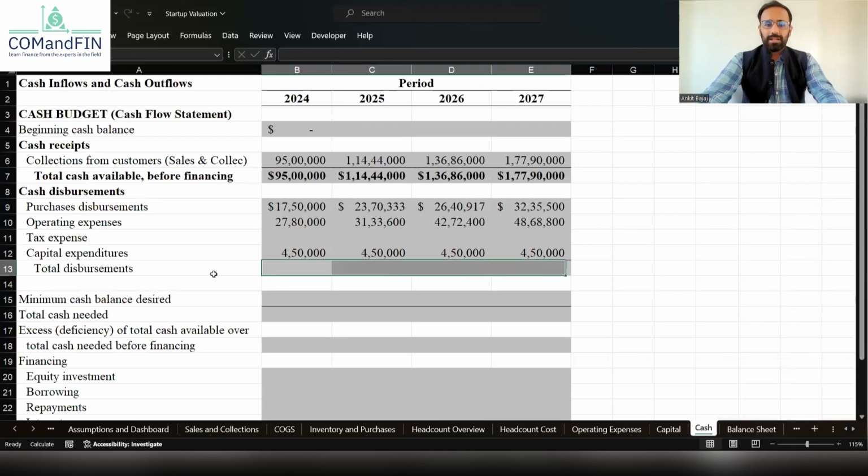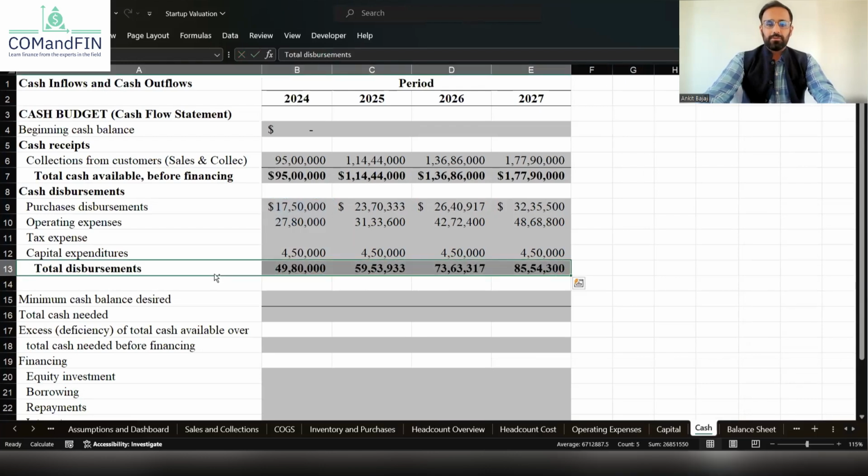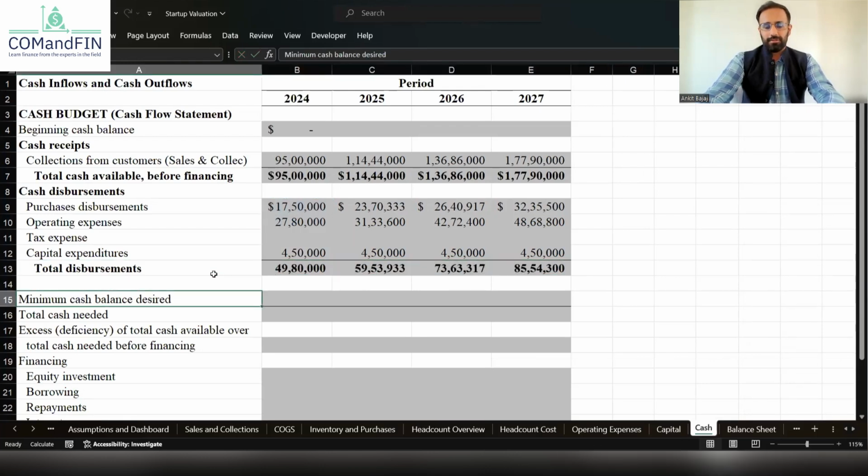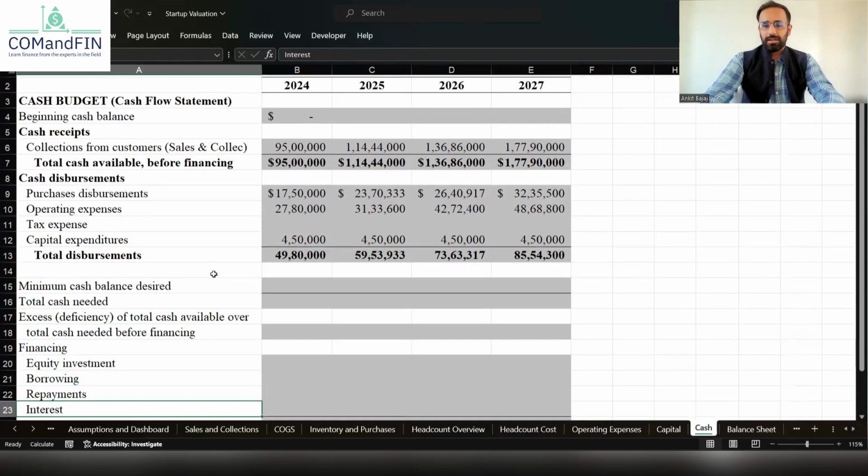So is it possible for you to calculate the total disbursement? Yes, we can find out the value of total disbursement. So we will do the total of these values. And once we press enter here, we will be able to calculate the total disbursement amount here, right?